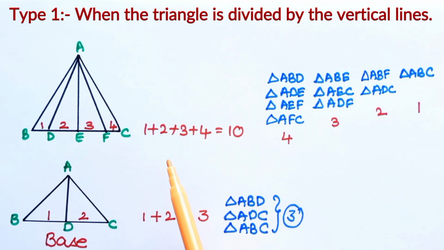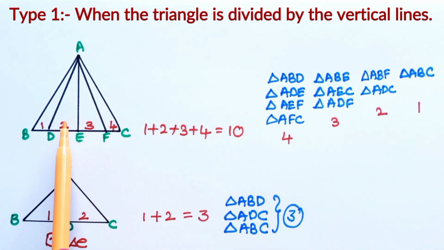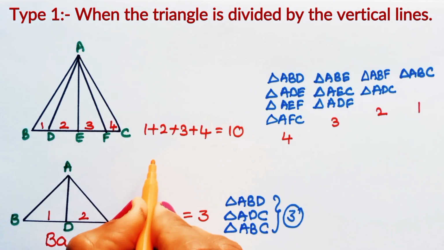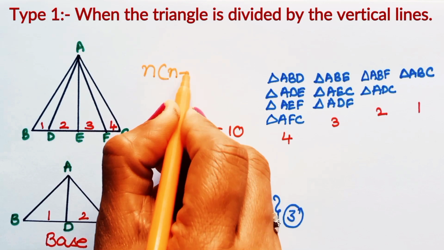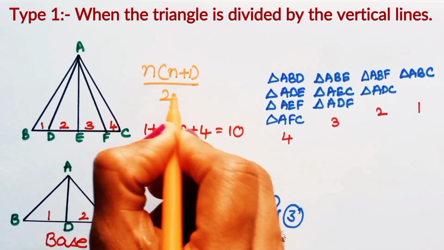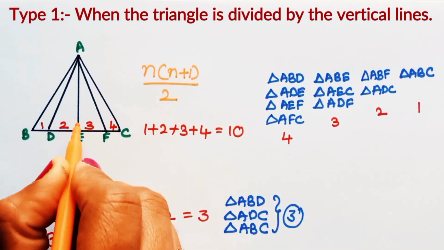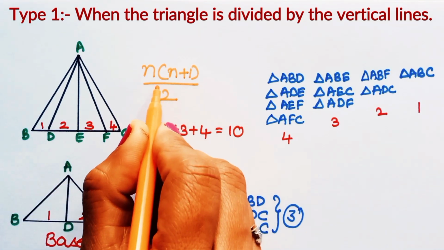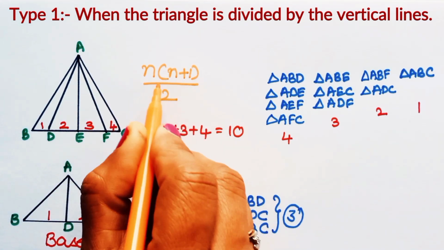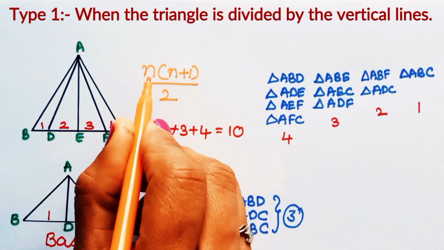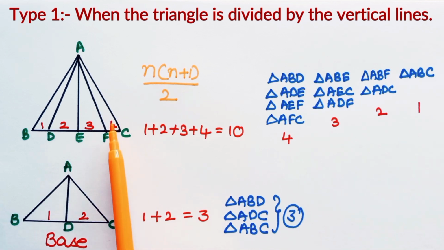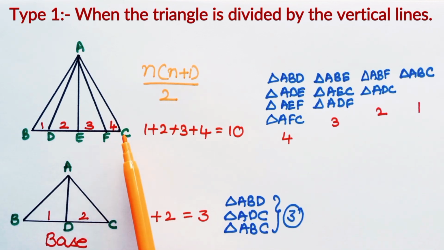And here I am also giving a formula which we need to use to count the number of triangles present in the given triangle when the triangle is divided by the vertical lines. So here I am writing the formula: n into n plus 1 by 2. So to count the number of triangles present in the given triangle, we can use this formula: n into n plus 1 by 2, where n is the number of triangles present inside the main triangle.